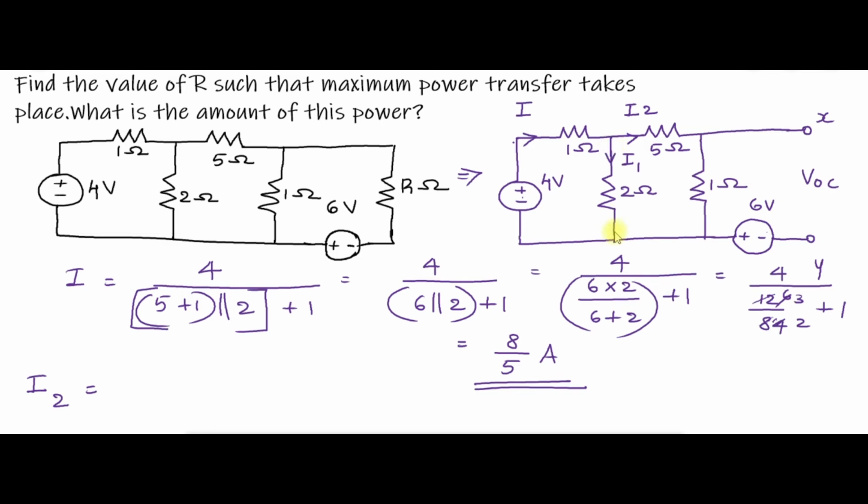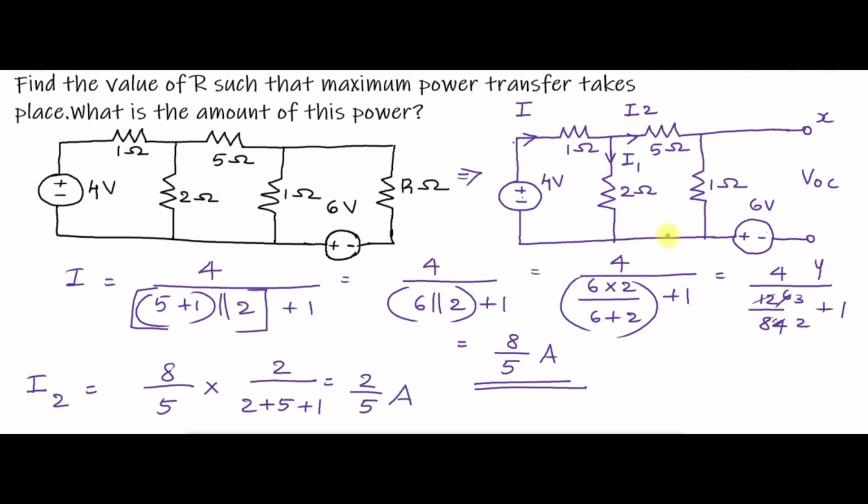The other branch resistance is this 2 ohm divided by the total resistance. Total resistance is 1 plus 5 plus 2, looking from this open circuit terminus. So I2 can be determined as 8 by 5 into 2 by 2 plus 5 plus 1. So you got the answer as 2 by 5 ampere.